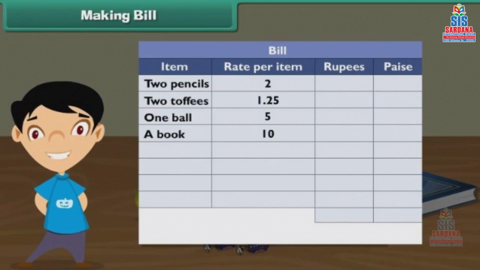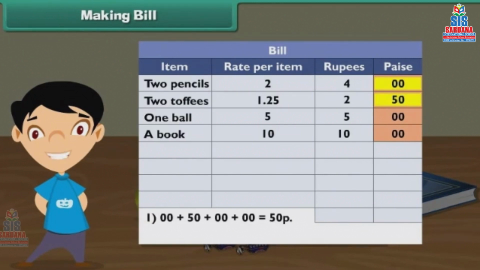2 pencils cost 4 rupees, so write 4 in the rupees column and 00 in the paise column. 2 toffees cost 2 rupees 50 paise, so write 2 in the rupee column and 50 in the paise column. 1 ball costs 5 rupees, so write 5 in the rupees column and 00 in the paise column. 1 book costs 10 rupees, so write 10 in the rupees column and 00 in the paise column. Add the numbers in the paise column. Add 00 plus 50 plus 00 plus 00, which is equal to 50 paise.